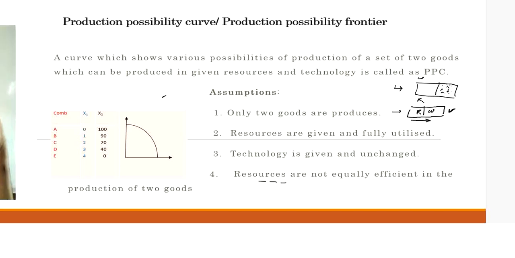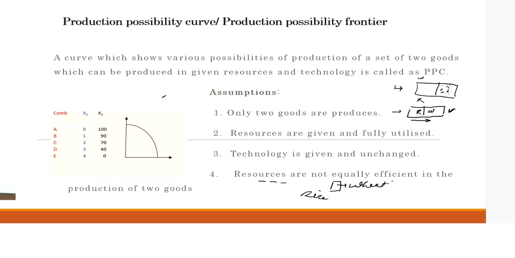And the last, fourth assumption: resources are not equally efficient in the production of two goods. This is one reason why, when we increase the production of one commodity, the production of the other decreases. This same piece of land, for example, may be suitable for the production of wheat, but it is not so suitable for the production of rice, because climatic conditions, soil nature and requirements may be different. That's why a resource is not equally efficient in the production of all goods.